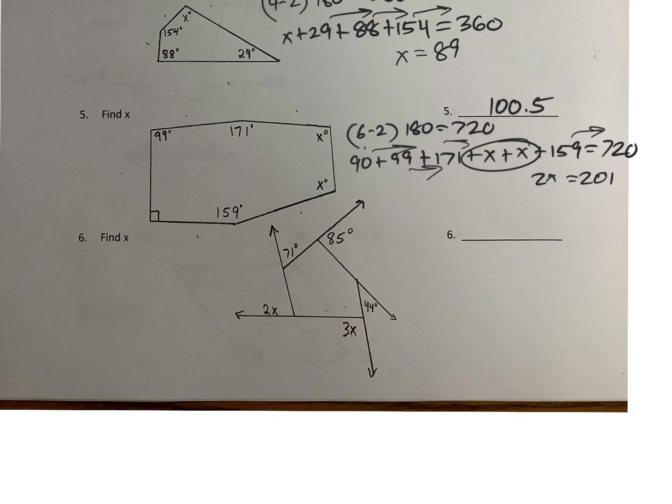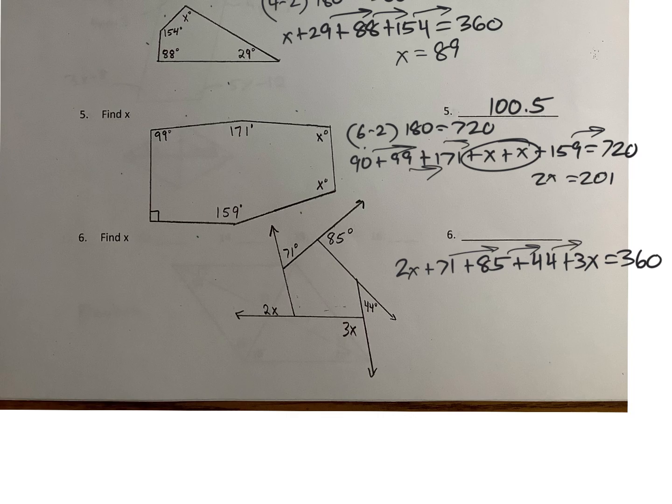Okay, number 6. These are exterior angles. Okay, I don't have to count the sides. They add up to 360. So 2x plus 71 plus 85 plus 44 plus 3x equals 360. No matter how many sides. Has everybody got that? Okay, so now you just subtract all the numbers to the right.